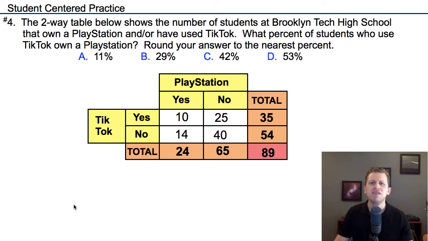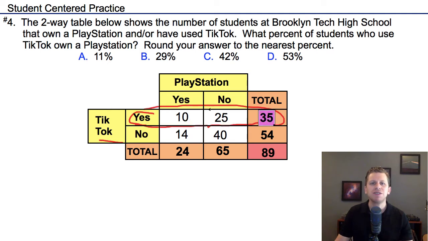Well, I don't see the word given here, but it's still a conditional probability. It's just a different way of wording it. They didn't say what percent of all students. They didn't say what percent of students at Brooklyn Tech High School. They said what percent of students who use TikTok. So the only students I'm interested in here are the ones that, yes, they use TikTok. It looks to me like that's this 35 students here.